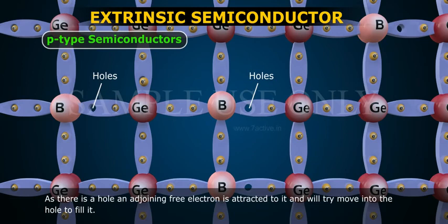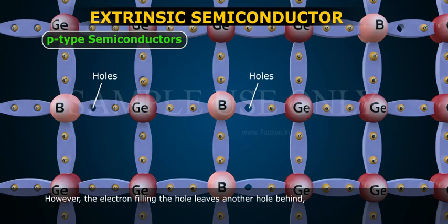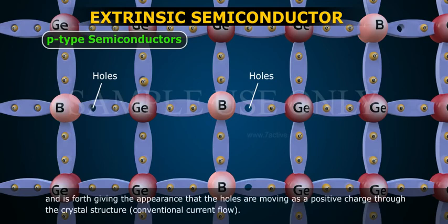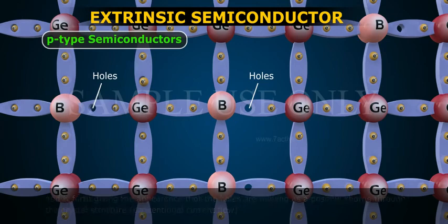As there is a hole, an adjoining free electron is attracted to it and will move into the hole to fill it. However, the electron filling the hole leaves another hole behind, and so on and so forth, giving the appearance that the holes are moving as a positive charge through the crystal structure, as in conventional current flow.